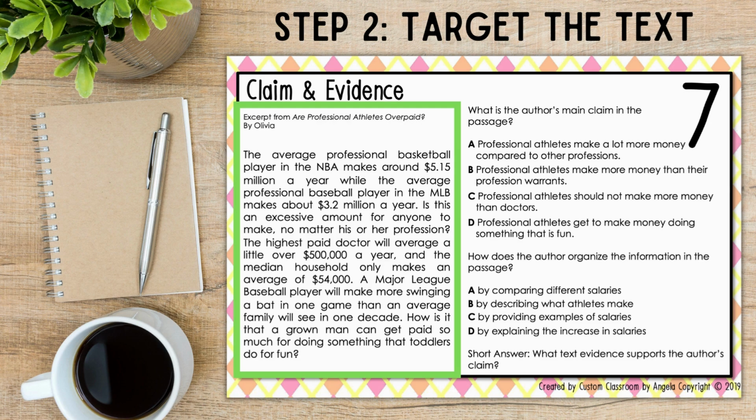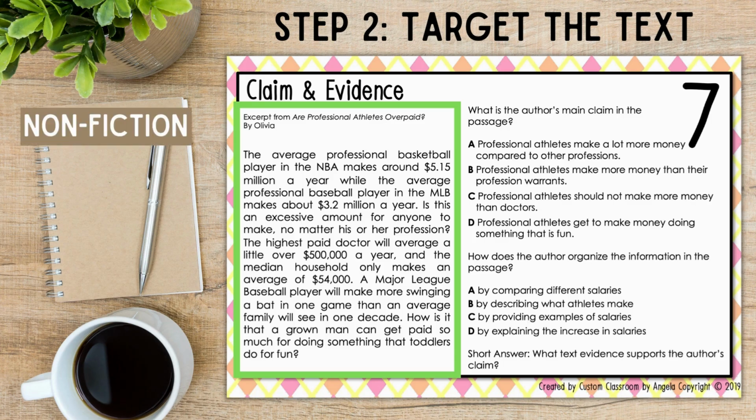The highest paid doctor will average a little over $500,000 a year, and the median household only makes an average of $54,000 a year. A Major League Baseball player will make more swinging a bat in one game than an average family will see in one decade. How is it that a grown man can get paid so much for doing something that toddlers do for fun?